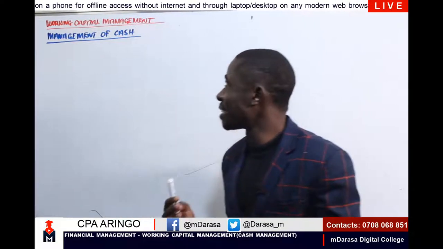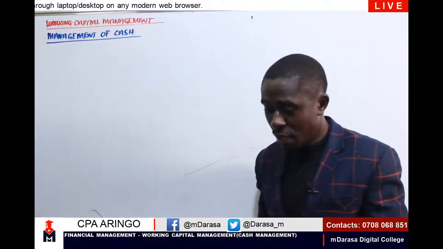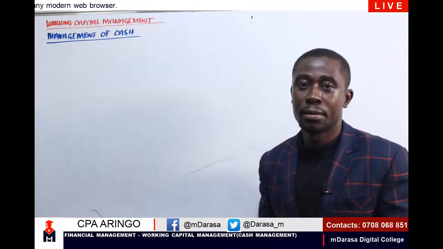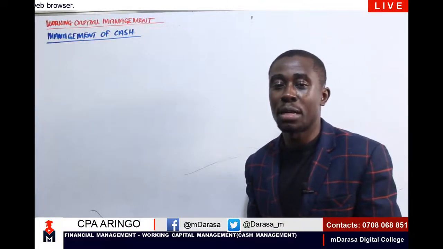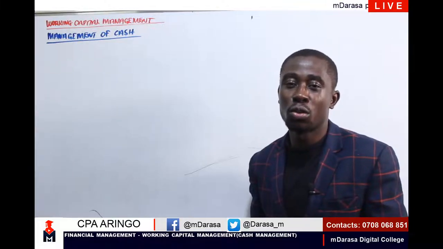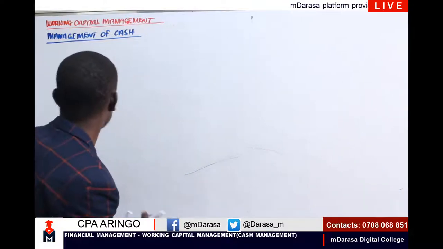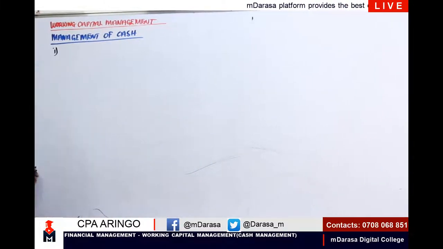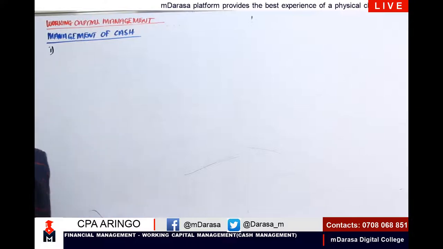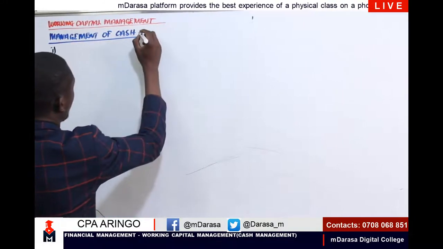Looking at management of cash, my good students, right now we have a basic understanding of what working capital will entail. Talking of management of cash, at this point it is upon us to understand that this is a liquid asset, and therefore it is very vital to see ways that we can manage our cash. Regarding the methods of managing our cash, at this level we'll talk of two main methods.